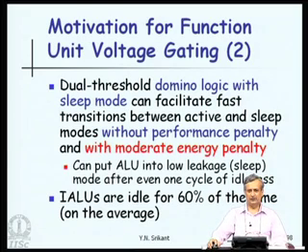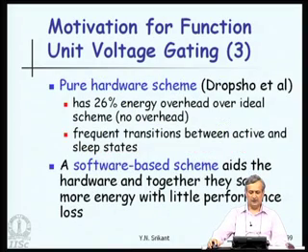Integer ALUs are known to be idle for 60% of the time on average, and that is the scope for actually saving energy. Pure hardware schemes are available, that is these dual threshold domino logic circuits, but they have 26% energy overhead over ideal schemes, whereas software based schemes can do much better.